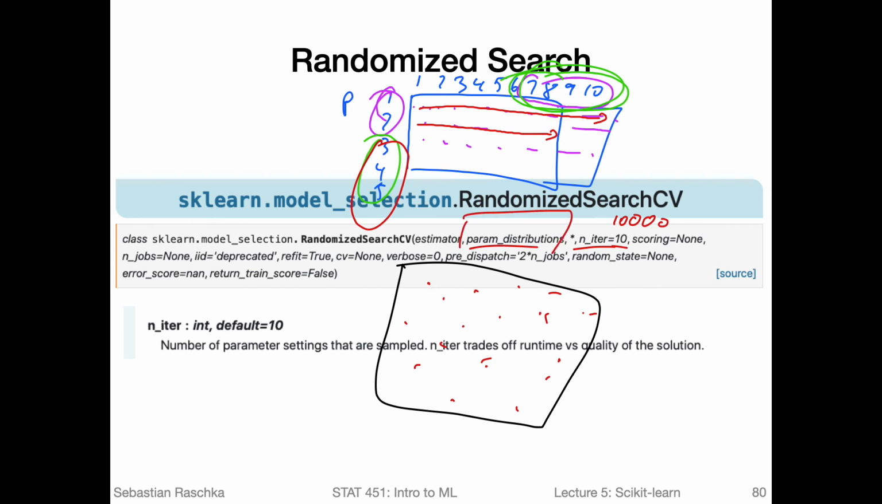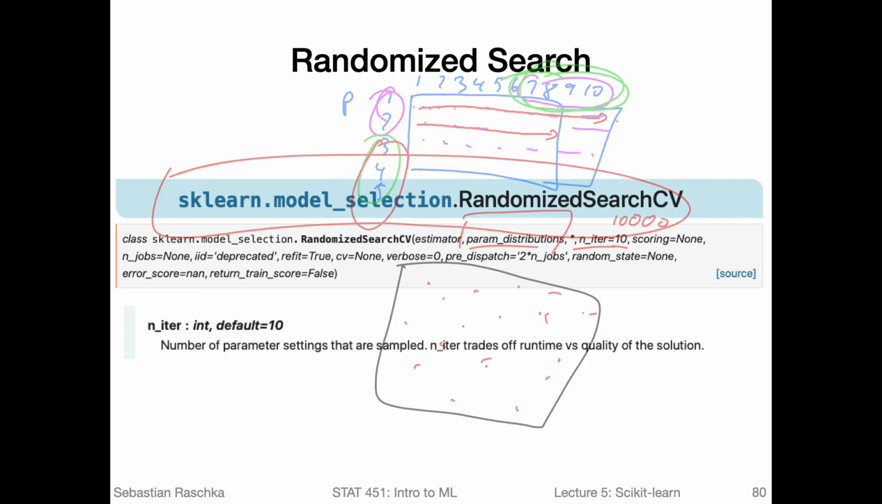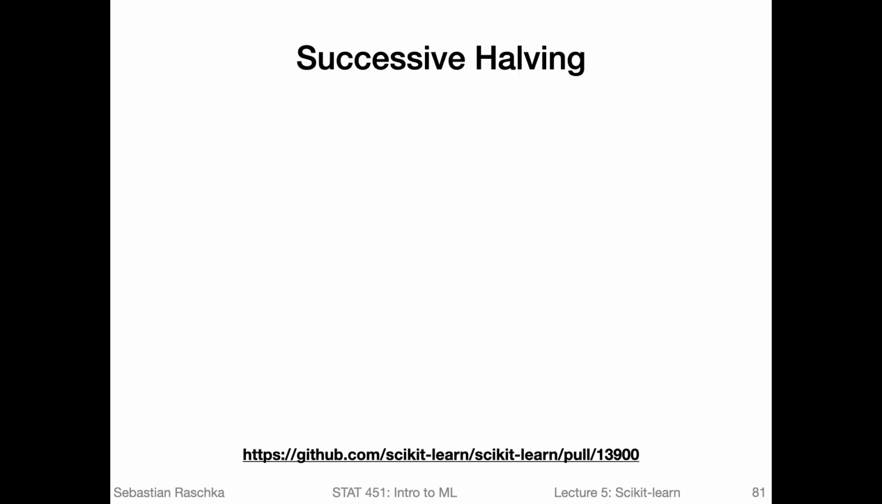For more detail, you can go to the scikit-learn documentation, but for right now that would be too much detail. Okay, but now the really last topic for today is successive halving, and I'm only mentioning it because I saw it the other day. It's a concept related to randomized search. It's taking it one step further.